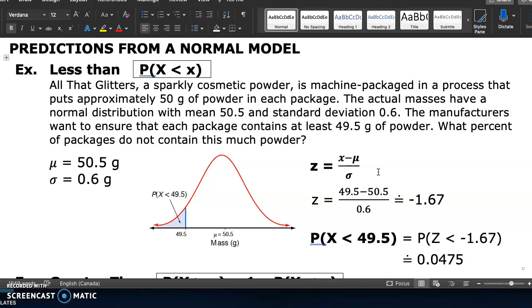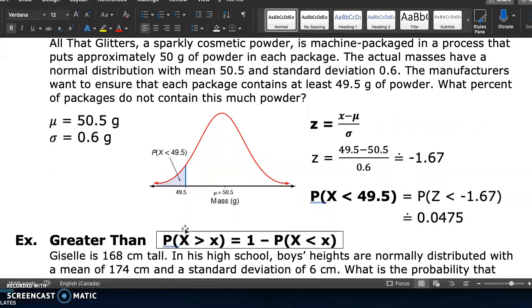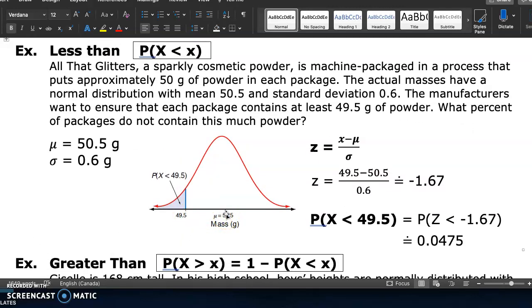So let's take a look at the particular statistic that we're looking at. We're saying what percent of the packages do not contain this much powder? We are referring to at least 49.5 grams. So 49.5 grams is on the left-hand side of the mean, so it's going to be a small probability. But what we need to do is look at how far away from the middle this particular value is. We can accomplish that using a z-score, and that's x, the particular value, minus the mean, mu, divided by the standard deviation. So we take the deviation divided by the standard deviation, and we get negative 1.67. And we would have to use our z-score table.